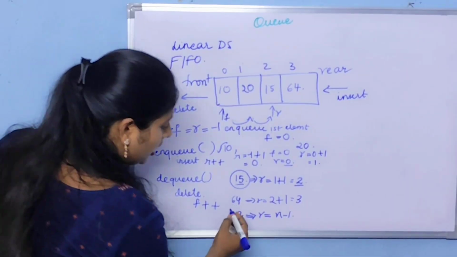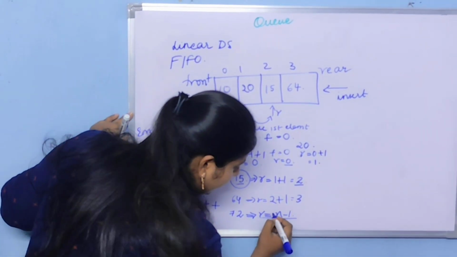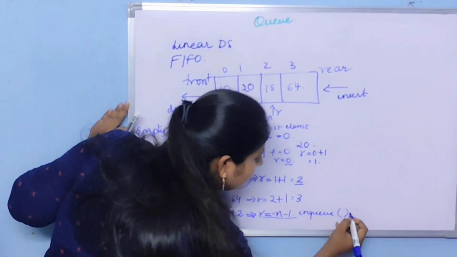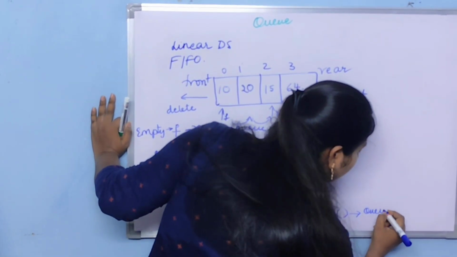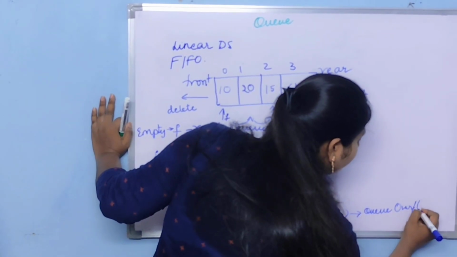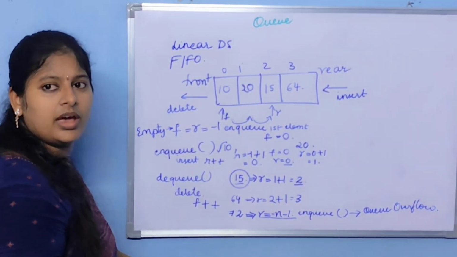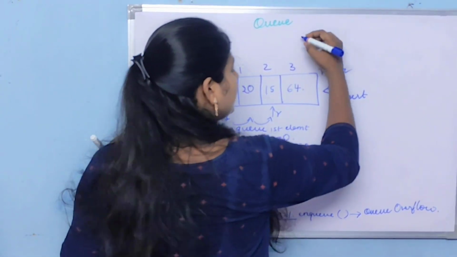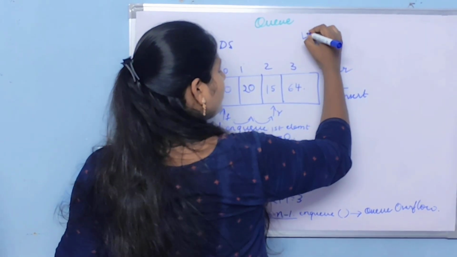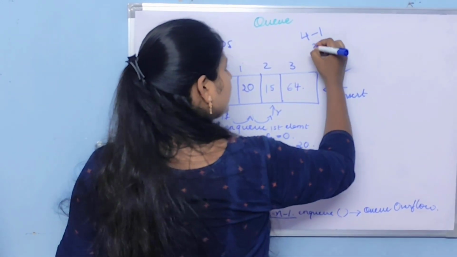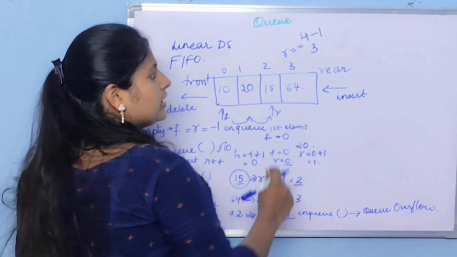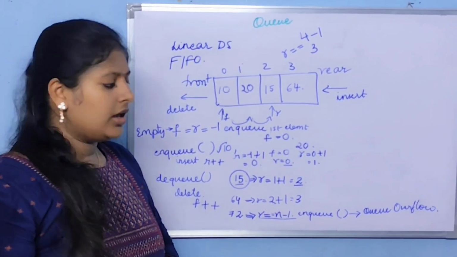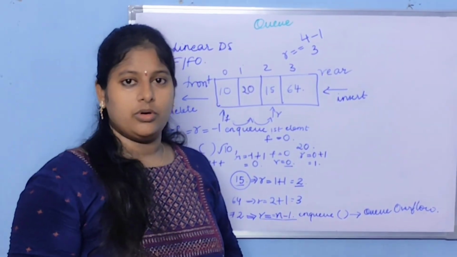Right? So now when the condition is already rear equals n minus 1 and you try to enqueue, then a condition arises: queue overflow. Okay. When the queue is already full, that is rear equals n minus 1. What is n minus 1? N equals the number of elements, 4. What is 4 minus 1? 3. So rear equals 3. That means the last location is already filled, so you cannot add elements into the queue. Then the condition arises, queue overflow. Right?